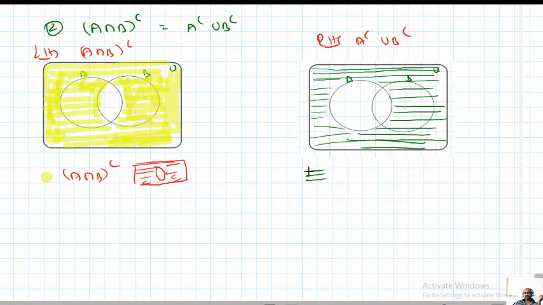This is meant for A complement. I want to use another color for B complement. So for B complement, red vertical lines. Using red vertical lines, I want to identify B complement, U minus B. Except B, we need to shade.